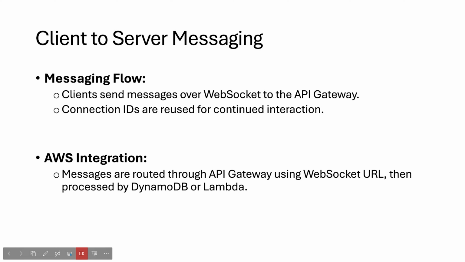This is the slide showing the message flow and AWS integration. The messages are routed through the API Gateway using the WebSocket URL. Definitely, we have to use that WebSocket URL. Then these messages can be processed by Lambda, stored in DynamoDB, and sent to the chat room, where users can interact and send messages back to me. So that two-way communication will happen like that.